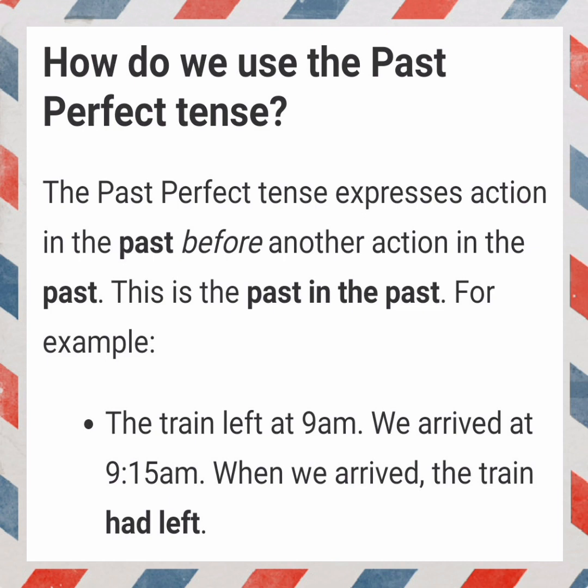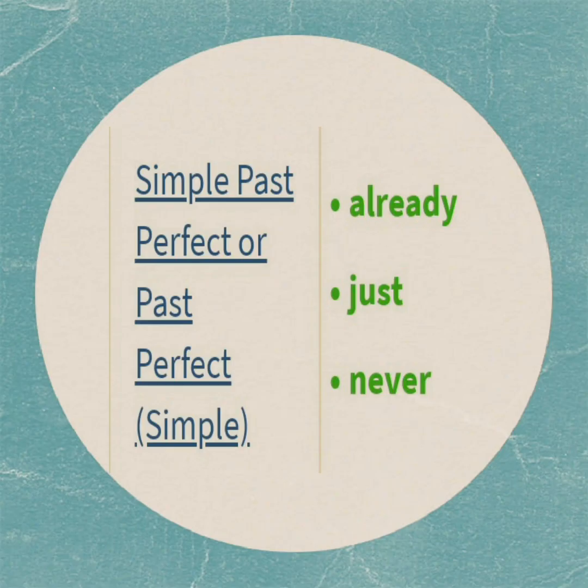How do we use this past perfect tense? This past perfect tense expresses an action in the past before another action in the past. This is the past in the past. Example: the train left at 9 a.m. We arrived at 9:15 a.m. When we arrived, the train had already left. Now let's see the keywords. Already, just, never are the keywords.